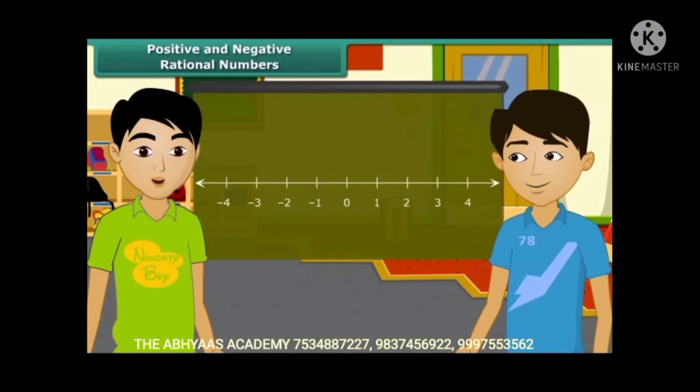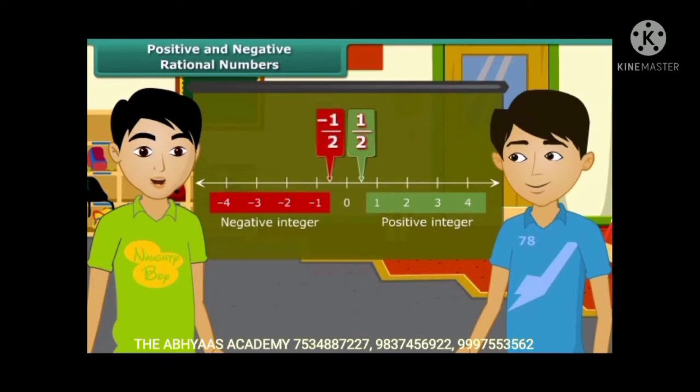Look at this number line. Points on the right side of 0 are called positive integers, and points on the left side of 0 are called negative integers. Let's mark 1 by 2 on this line. 1 by 2 will lie in between 1 and 0. And minus 1 by 2 will lie in between 0 and minus 1.